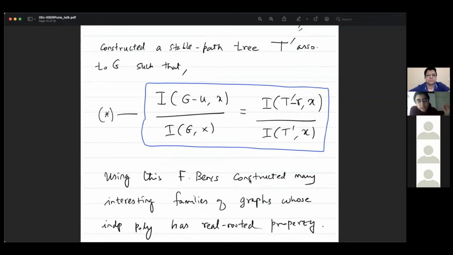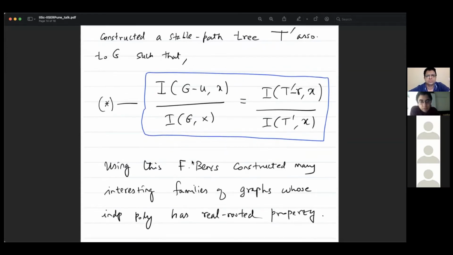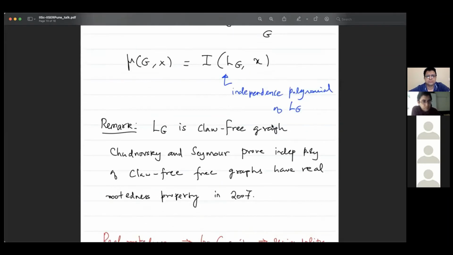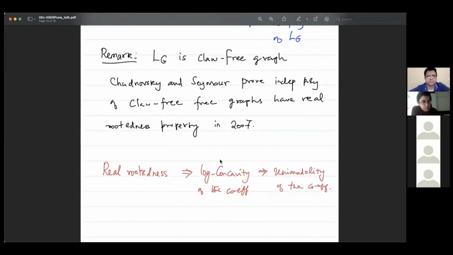Sorry, what is the real rootedness property, just to be clear? Real rootedness of this independence polynomial. Okay, that's the family of graphs, every polynomial is real rooted. Yeah, exactly. So why are we interested in real rootedness? That is because real rootedness gives log concavity, and that gives unimodality and so on. Exactly. Right. So that is why we are interested in it.